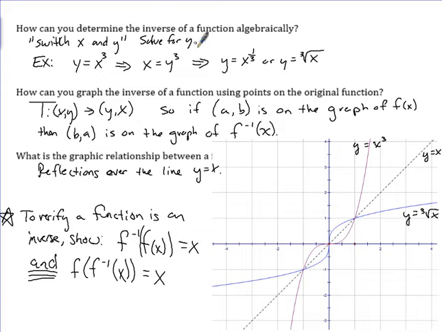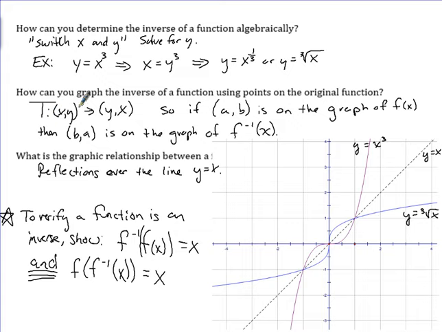Okay, so how do we determine the inverse of a function? To find the inverse of a function, you're essentially switching x and y and solving for y. So I have a nice easy one here. To find the inverse of y equals x cubed, we switch the x and the y, and we solve for y. So y is equal to the cube root of x is the inverse of y equals x cubed.